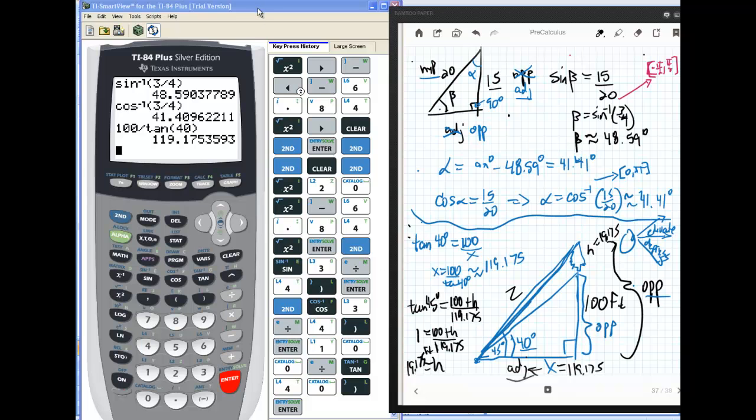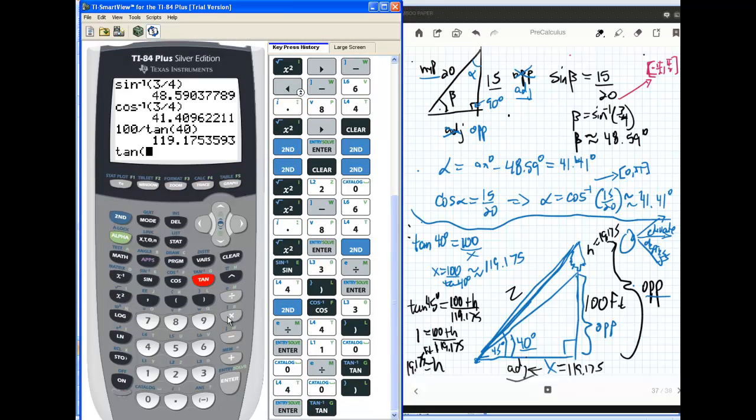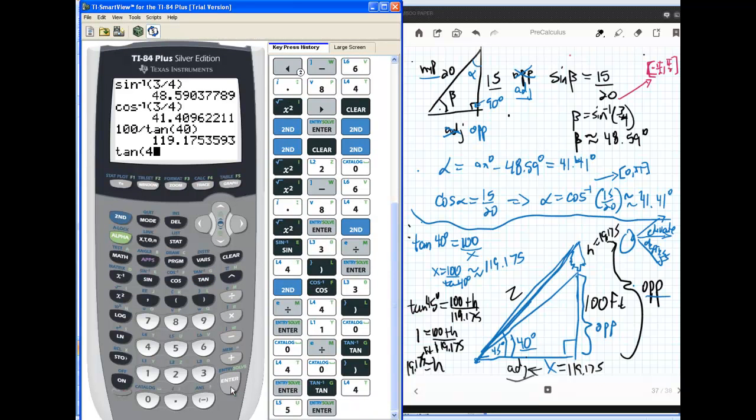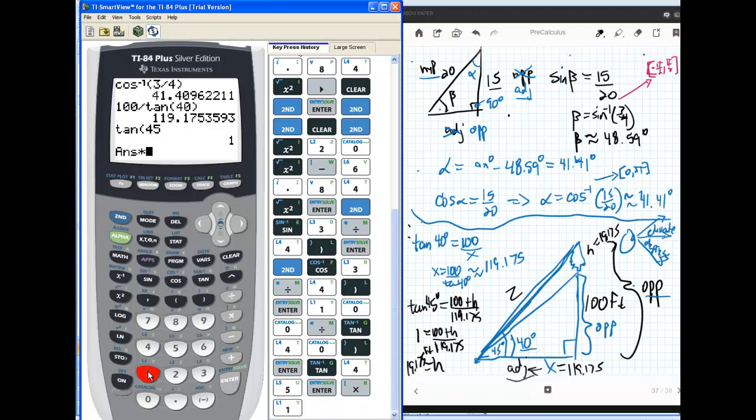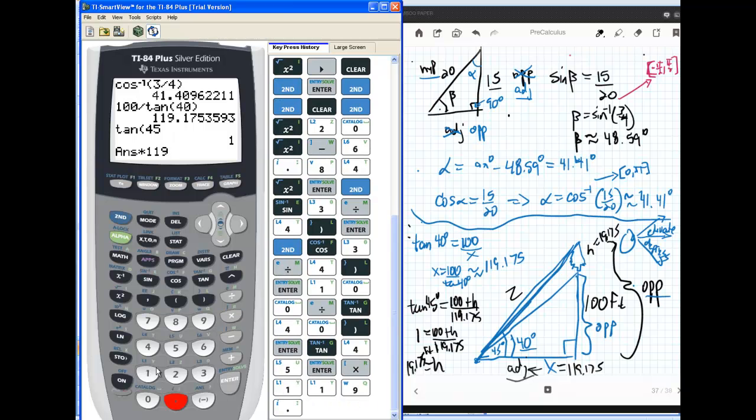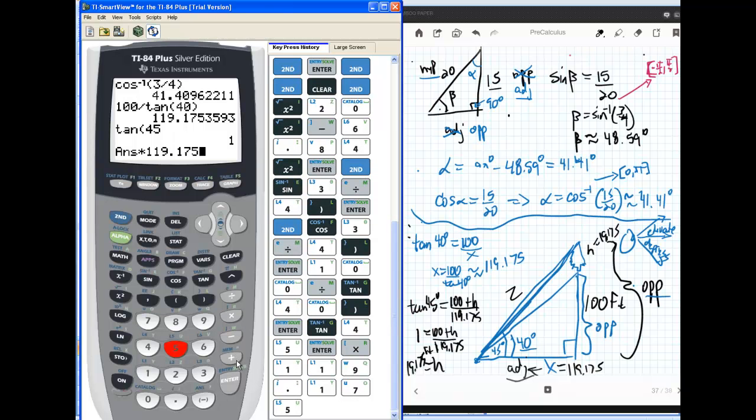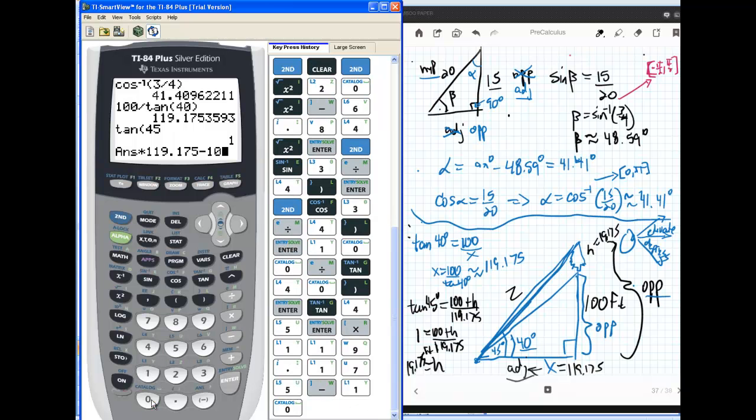Now watch. If I could stumble over here, and I go tangent of 45, which we know is 1, and then I multiply that, so times 119.175. It gets ridiculous at this thing, right? Now remember, we're going to subtract 100 because I got to get h by itself, minus a hundo, and sure enough. Oh, isn't that cool? That's fun, isn't it?